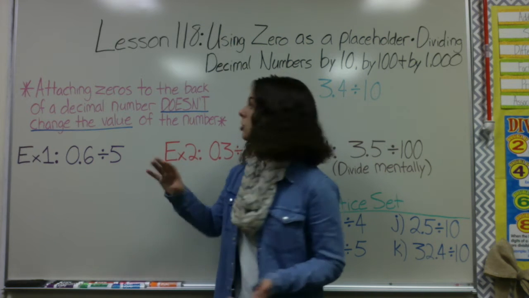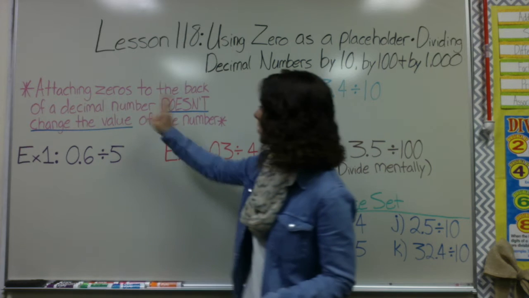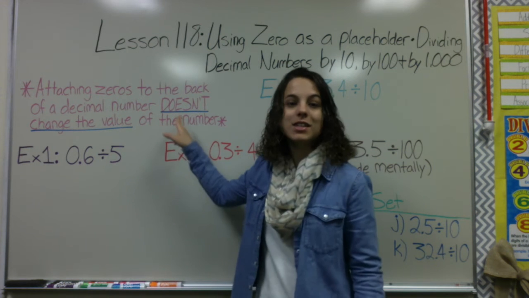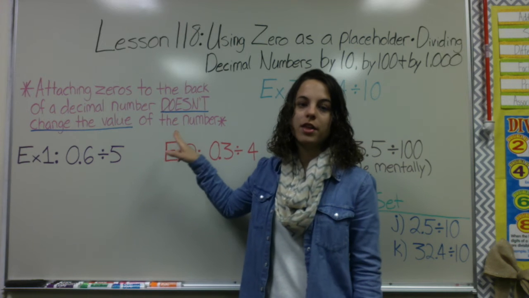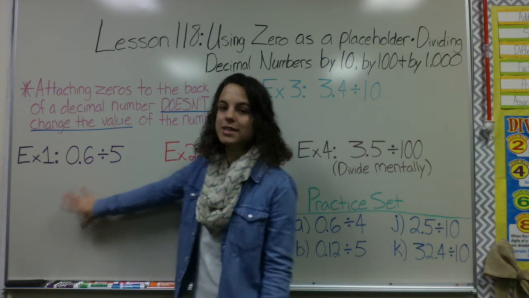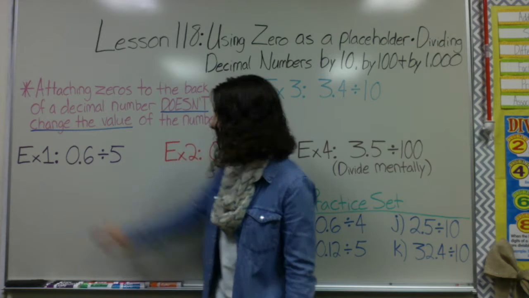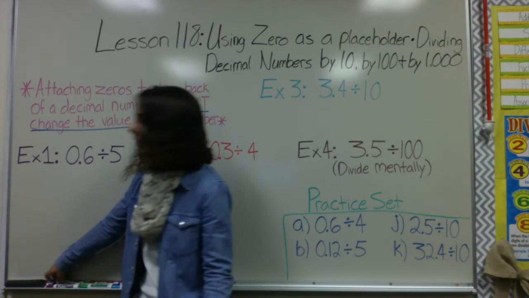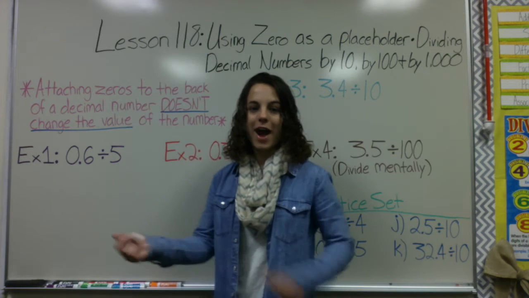We want to be able to divide as much as possible and just write it as a normal decimal number. We can do that by attaching zeros to the back of the decimal number because it does not change the value of the number. So I will show you example 1 to explain what we are talking about. We have 6/10 divided by 5.